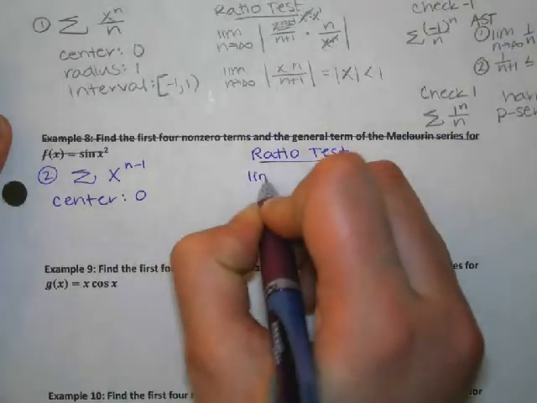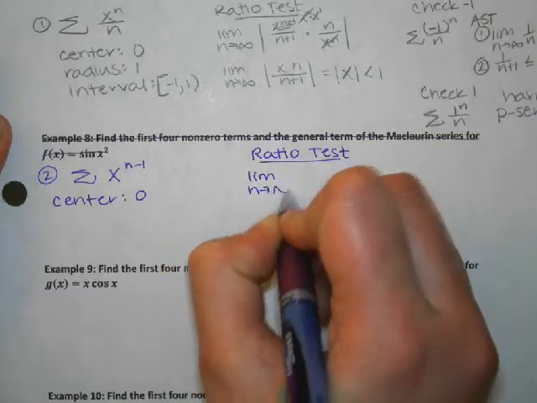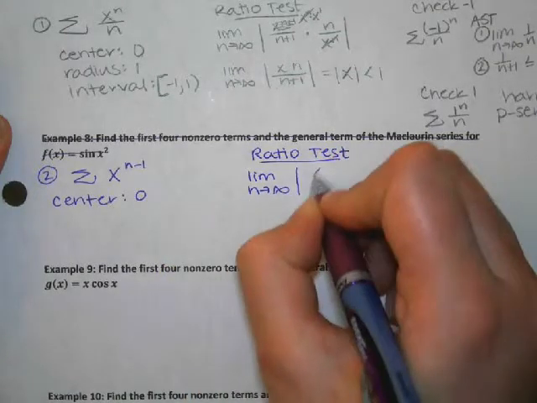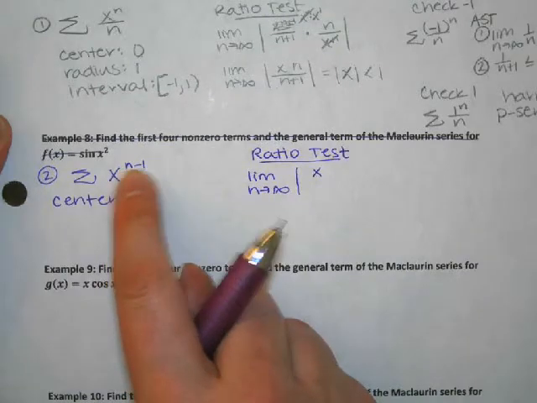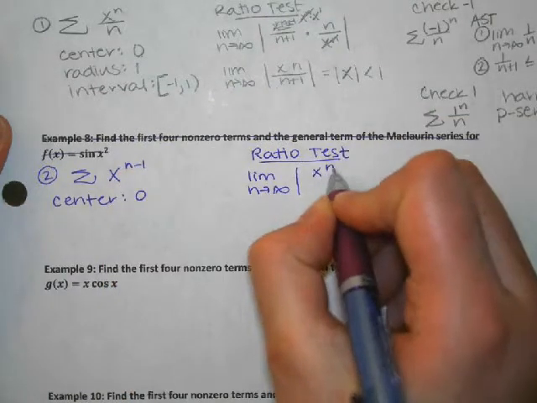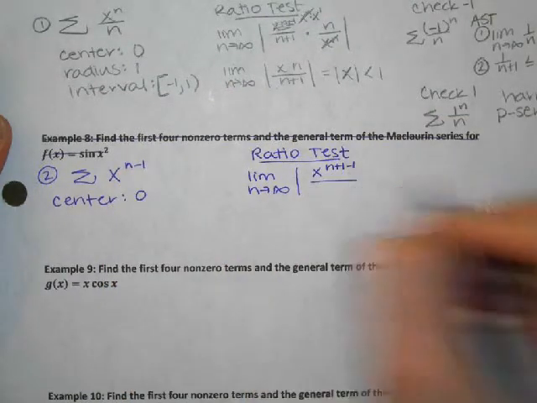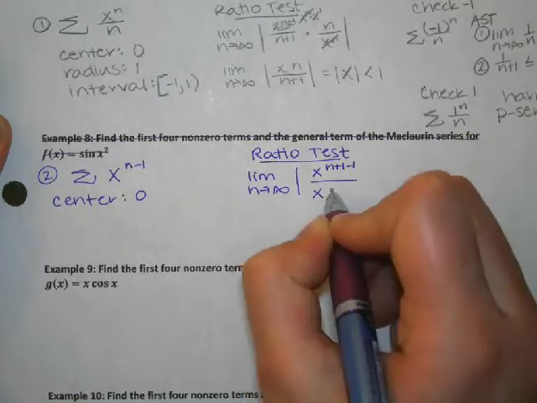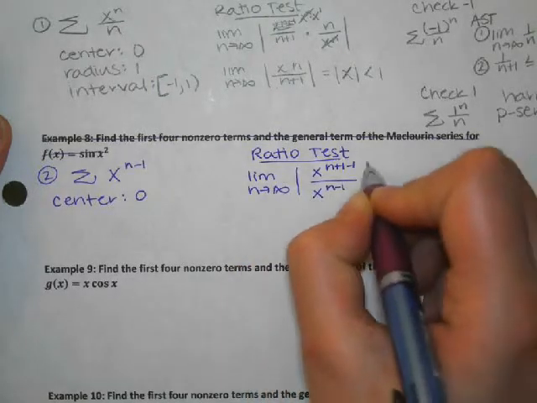So I'm going to do the limit as n goes to infinity of x to the n plus 1 minus 1 over x to the n minus 1.